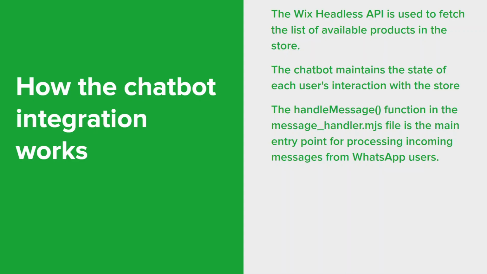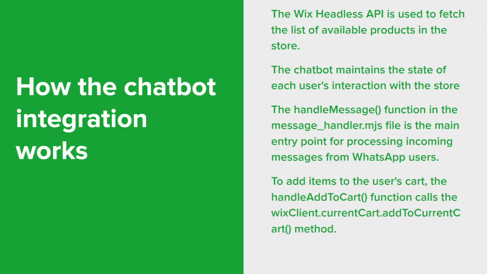So it uses the user's current state to determine how to respond to their input, such as displaying a list of products, showing details about a specific product, or adding an item to their basket. And then to add items to the user's cart, the handleItem or addToCart functions call the Wix client method, and when the user is ready to check out, the handleCheckout function creates a checkout session using the Wix client currentCart method and provides the user with a link to complete the purchase on their Wix store website. So in this example, it showcases the potential of Wix business solutions when combined with popular messaging platforms like WhatsApp. By allowing customers to complete their entire shopping experience within the familiar interface of WhatsApp, you could better drive user engagement and increase conversions as well.